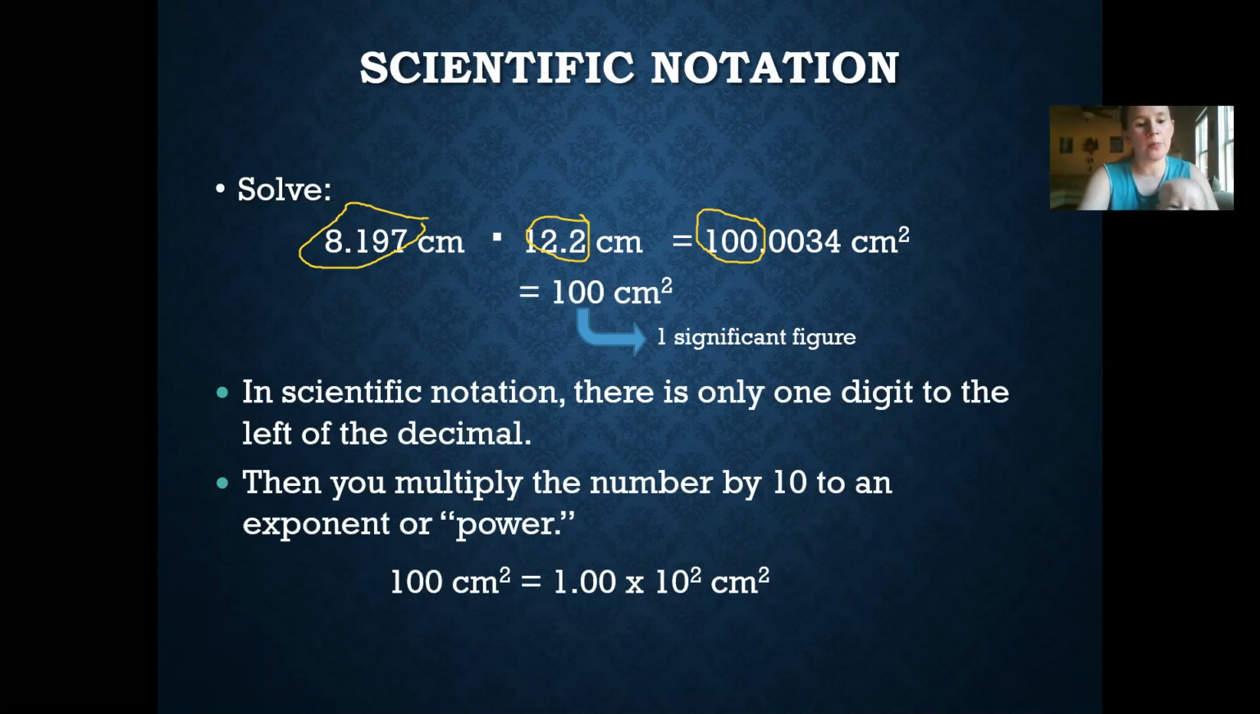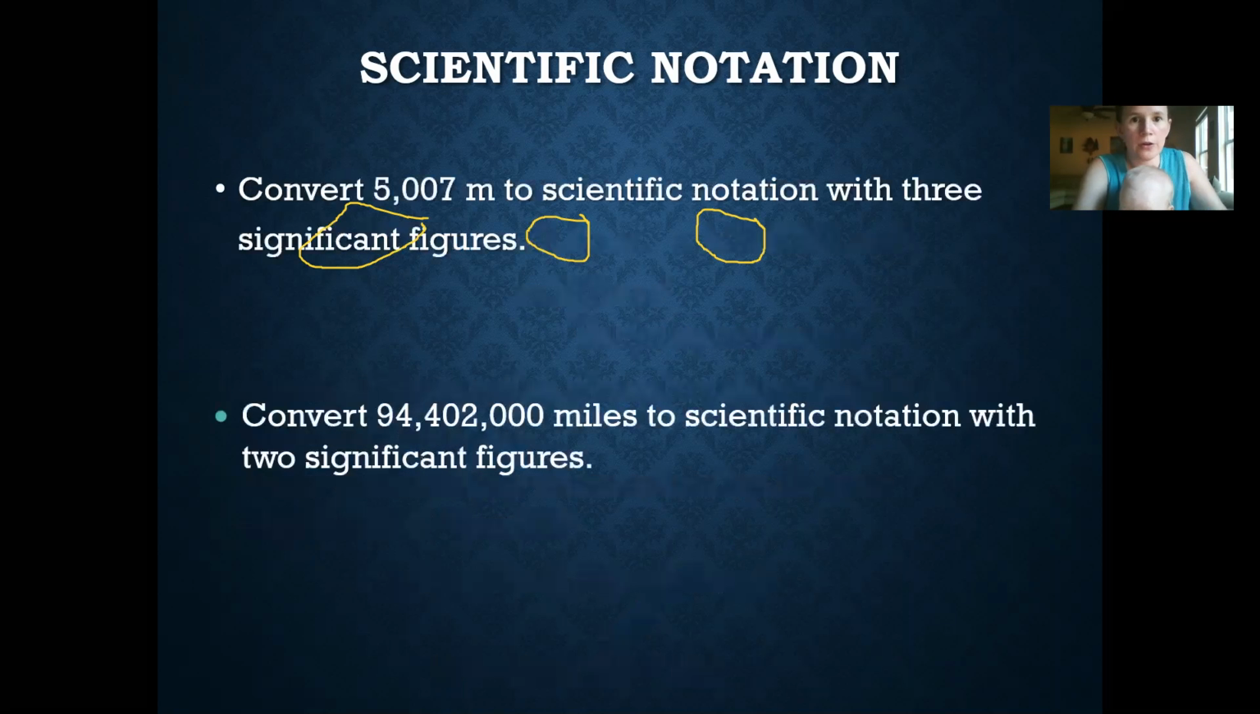So then you multiply the number by 10 to an exponent, or as we say, to a certain power. So in this case, we would write 1.00 times 10 to the second power. What is 10 to the second power? That is 10 times itself, or 10 times 10, which is 100. So you're basically saying 1.00 times 100, which is 100. But because you wrote 1.00, you have 3 significant figures, whereas if you just wrote 100, you would only have 1 significant figure. So let me clear the drawings.